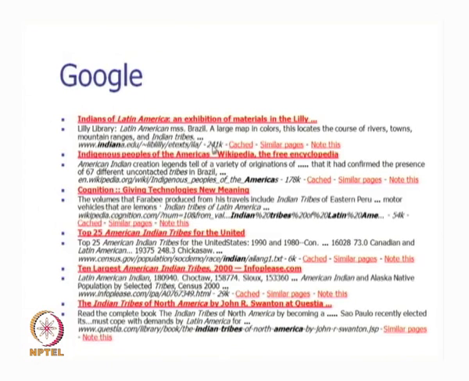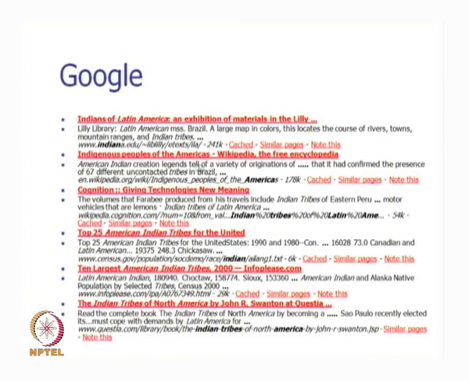So, when this query is presented to the Google search engine, for example, one sees that this is the URL which is retrieved: Indians of Latin America and exhibition of materials in the Lilly library etc. The Lilly library is in Brazil, which has a large map of colors. This locates the course of rivers, towns, mountain ranges, Indian tribes etc. And this is not exactly what the user has asked for. This is about a particular library, whereas the user wants to know about the Indians of Latin America.